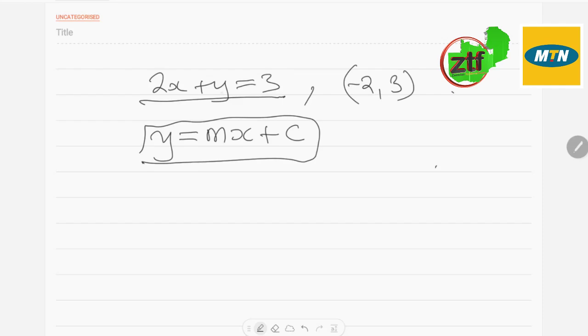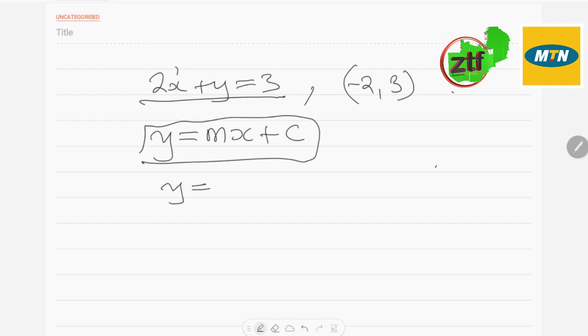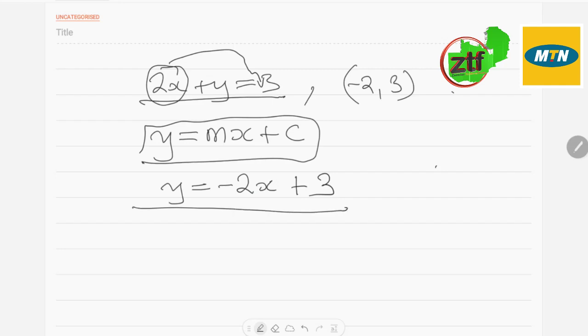So we are going to make y the subject. So we shall say y equals, then this 2x is transposed to the other side. When it is transposed to the other side, it's going to be negative 2x plus 3. Now you have arranged this equation in the standard form of an equation of a straight line.